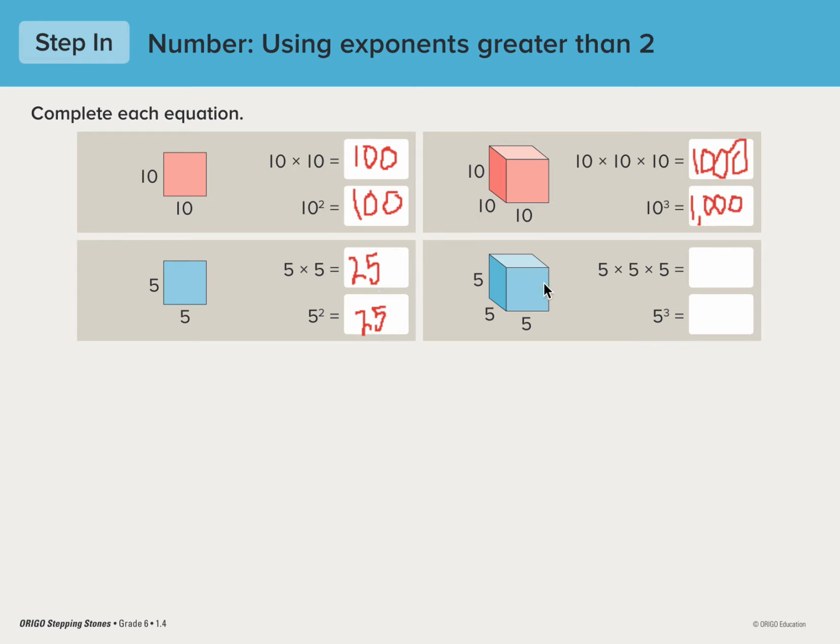Now when we take a cube that has all side lengths of 5, we call it 5 cubed, or 5 to the third power, 5 to the power of 3. 5 times 5 is, we know this is 25, so we need to multiply 25 by 5, which gives us 125. 5 cubed is then 125.